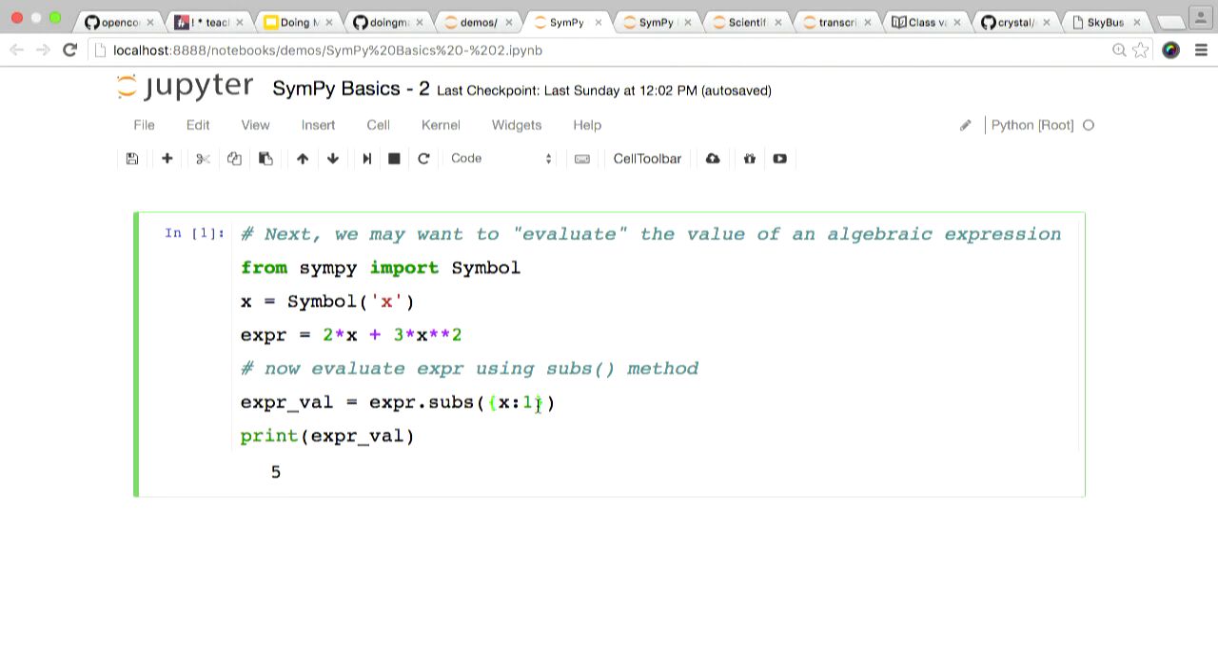So it essentially means that I want to substitute 1 in place of x in this expression. And once I run this, you'll see a value of 5. So that's how you substitute. That's how you find the value of an algebraic expression.